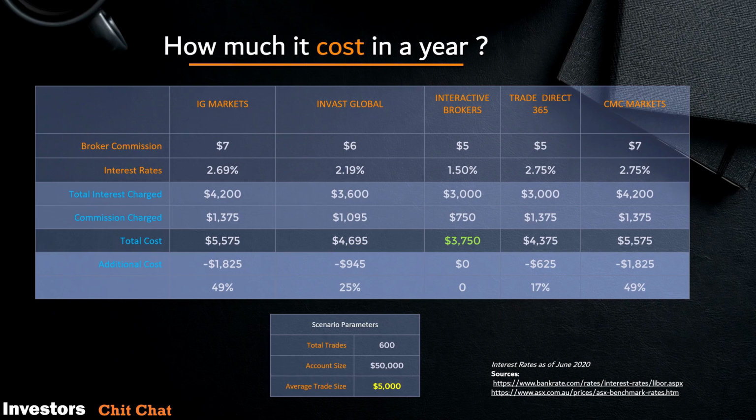So clearly, in these scenarios, you could see that DMA brokers seem to be much cheaper than non-DMA brokers. To some extent, we'll be able to derive the cost with TradeDirect 365, but with CMC Markets, it's quite impossible because their spread is variable based on the instrument that you're trading and also the market condition. That is why I always prefer to go with a DMA broker.